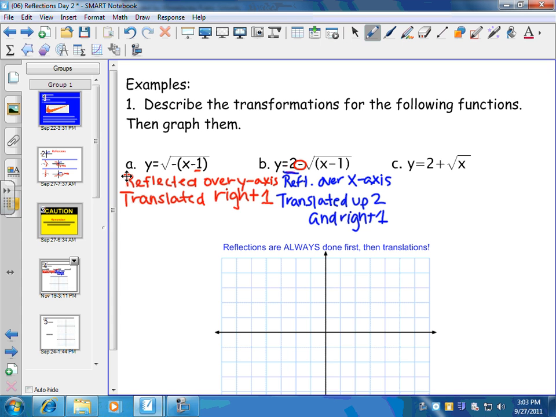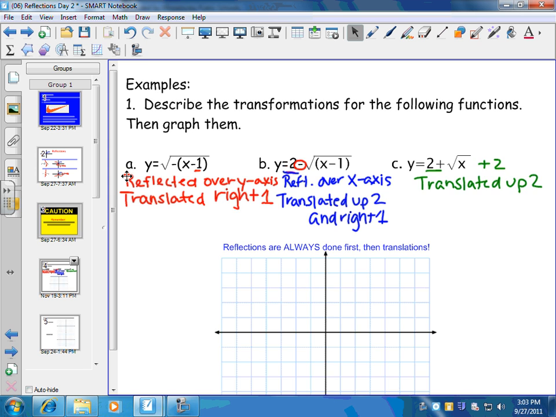The last one here, we're talking about the square root function still. And the only thing that happened with this one is that it was translated up 2. Remember, it doesn't matter if the 2 comes out front or if it were to come behind. As long as it's outside the function, it still means that it's translated up or down.